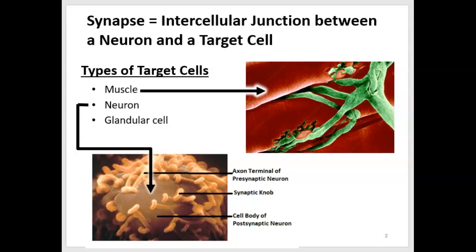On the bottom left picture, there are more synapses on another neuron. So the neuron is the target cell, and this is the cell body of a neuron, and many axon terminals and synaptic knobs are forming junctions with this cell body. And of course, those axon terminals are from a different neuron.